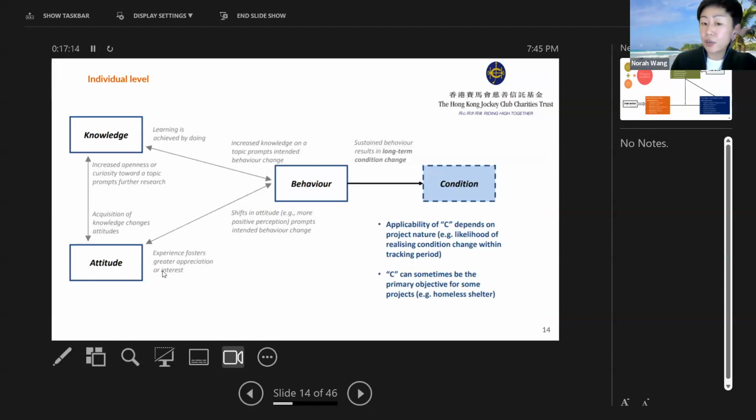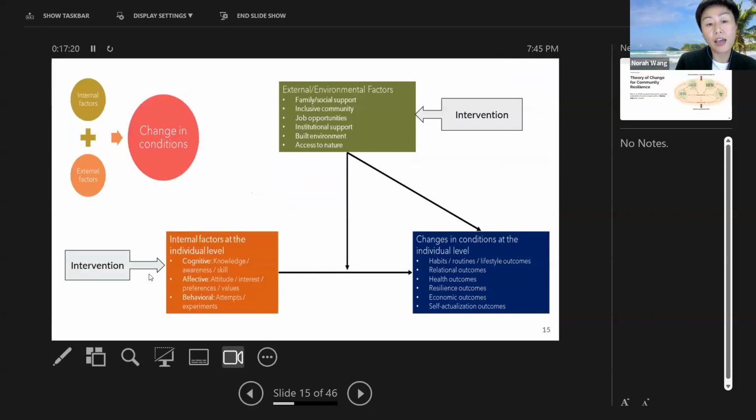So this is again the illustration of theory of change at an individual level. I modified the framework a little bit, because for any intervention at the individual level, ultimately we want to see changes in conditions. Then we want to work on their internal factors, and we want to improve their external factors. So we have program activities targeting their internal factors, and interventions targeting their external or environmental factors. The internal factors could be cognitive, right?